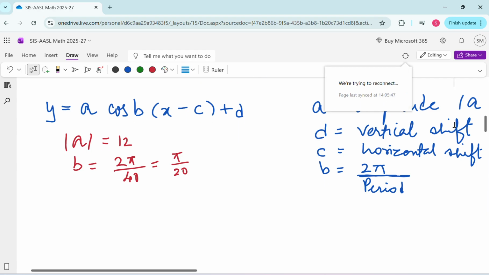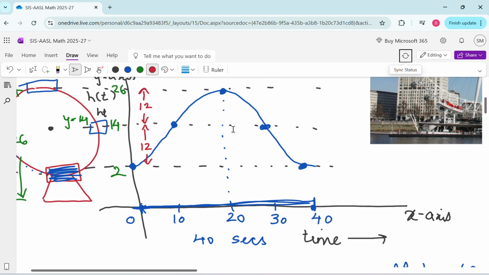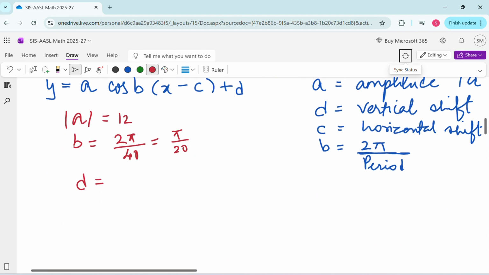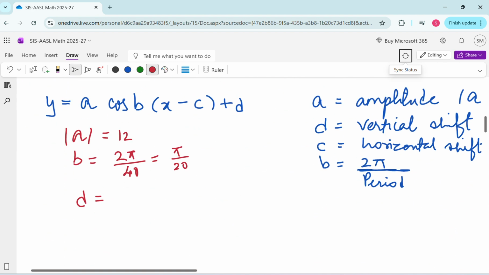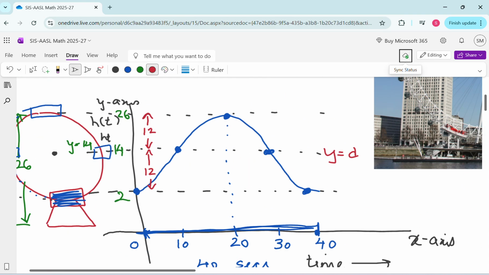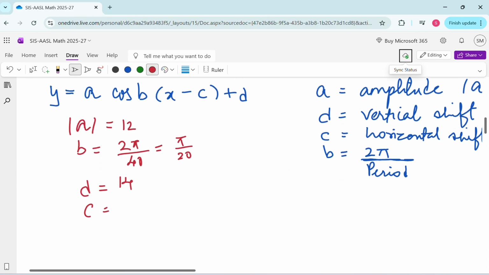After that, we'll look at D. D value already we have, which is 14. This is our y = D, the midline or the principal axis or the equilibrium. So D is nothing but 14. Now we need to see if there is horizontal shift. The Ferris wheel started from the lowest point. If you carefully observe, it starts from the y-axis itself, so there's no horizontal shift. Your C value is going to be 0.